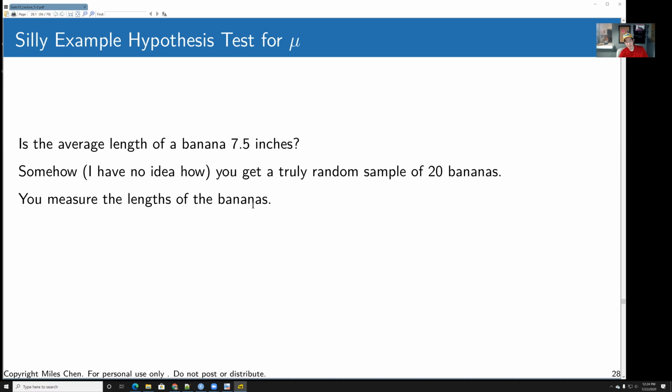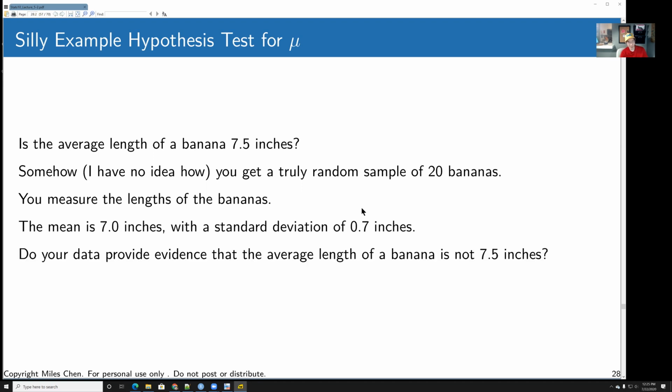So somehow you get a truly random sample of 20 bananas. I don't even know if this is logistically possible to get a truly random sample of 20 bananas. Maybe it is, but you do, and you measure the length of the bananas, and we'll say the average length is 7 inches, okay, with a standard deviation of 0.7, okay?